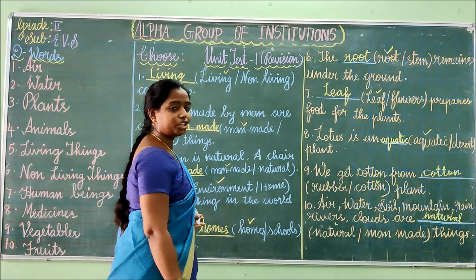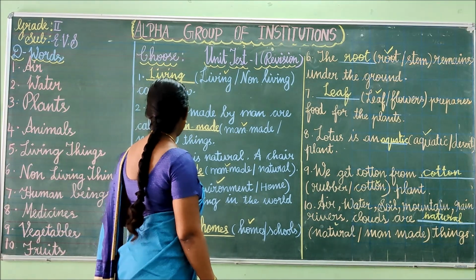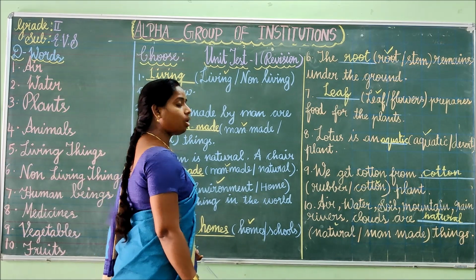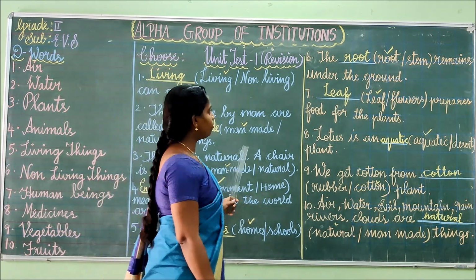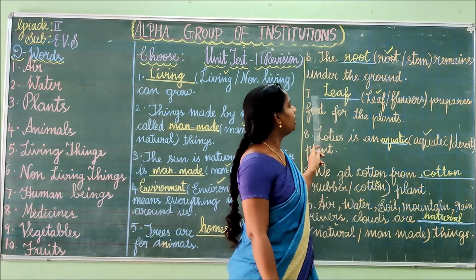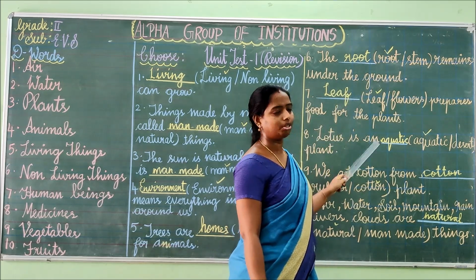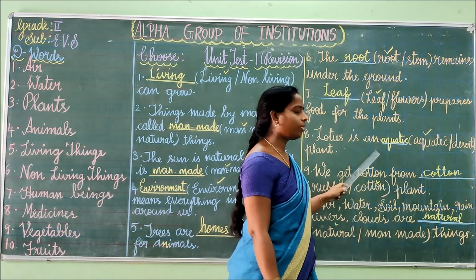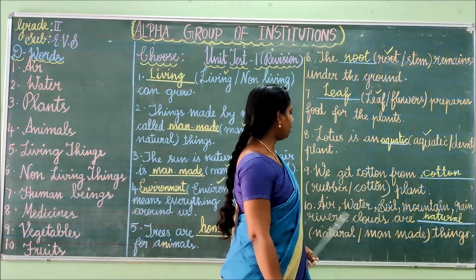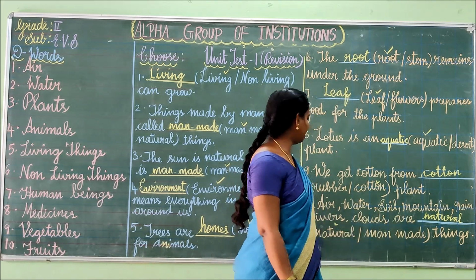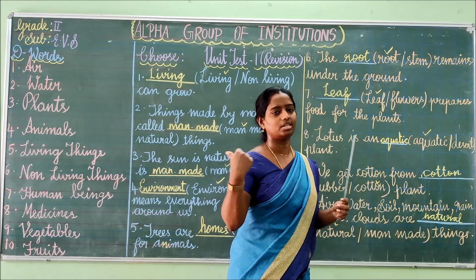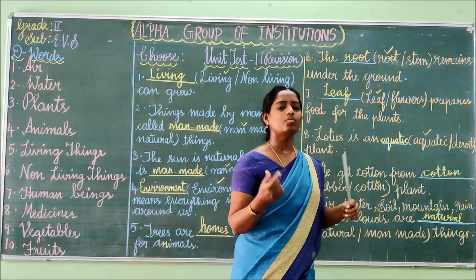The sun is natural, a chair is man-made. Environment means everything in the world around us. Trees are homes for animals. The root remains under the ground. Leaf prepares food for the plants. Lotus is an aquatic plant. We get cotton from cotton plants. Air, water, soil, mountain, rain, rivers and clouds are natural things. So we have discussed a bunch of the characters.